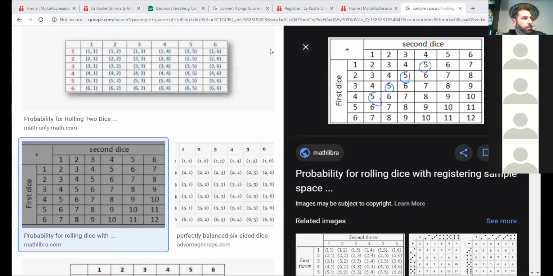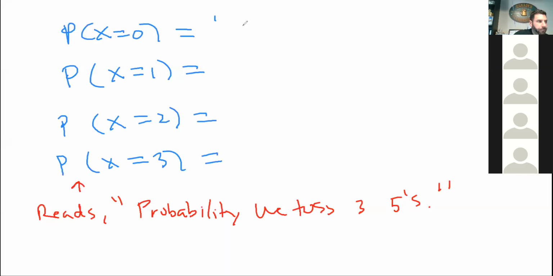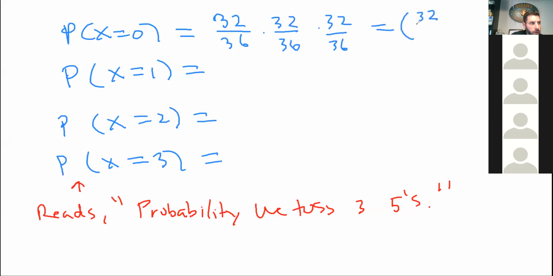So if I go back to the whiteboard, if 4 of them are 5s, that means the other 32 are not. So 32 over 36 is the probability I do not get a 5 on the first roll. And then if I have 3 rolls, I have 32 over 36 times 32 over 36. So what is that for shorthand? That is 32 over 36 cubed.